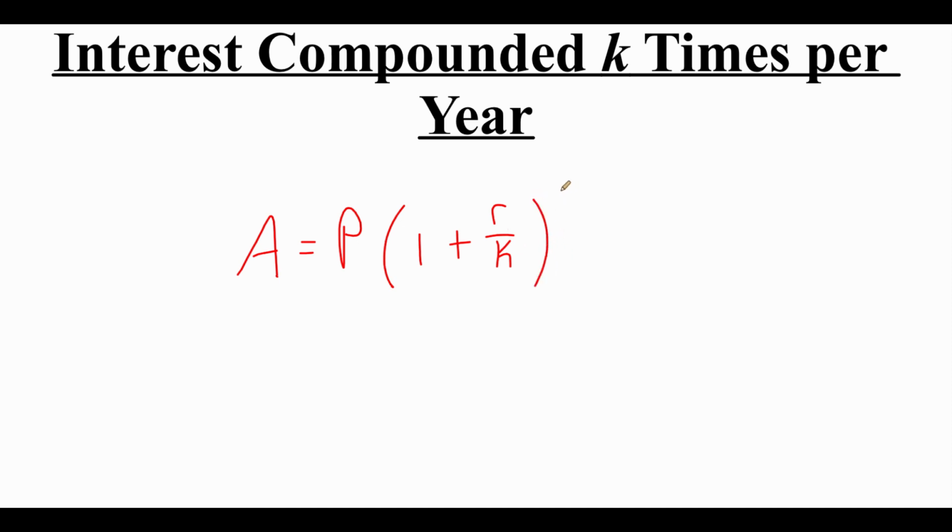But then we're going to raise this to the power of K times T. And again, K is the number of compoundings per year, and T is the time length in years. Then what's going to happen is this R over K ends up giving us the interest rate per compounding period, and this K times T gives us the total number of compoundings over our time span.